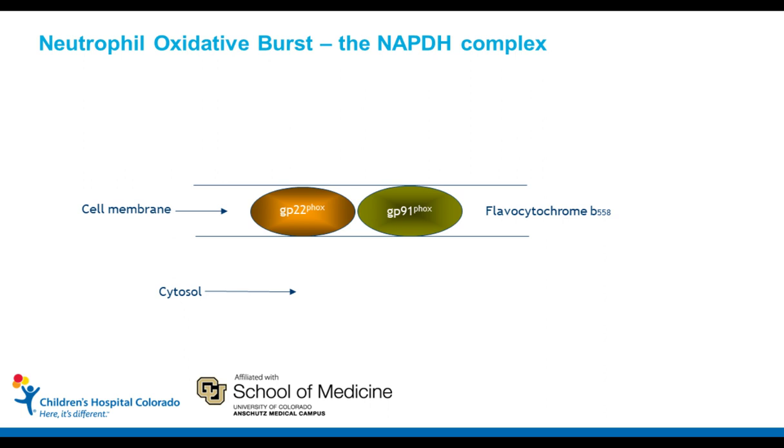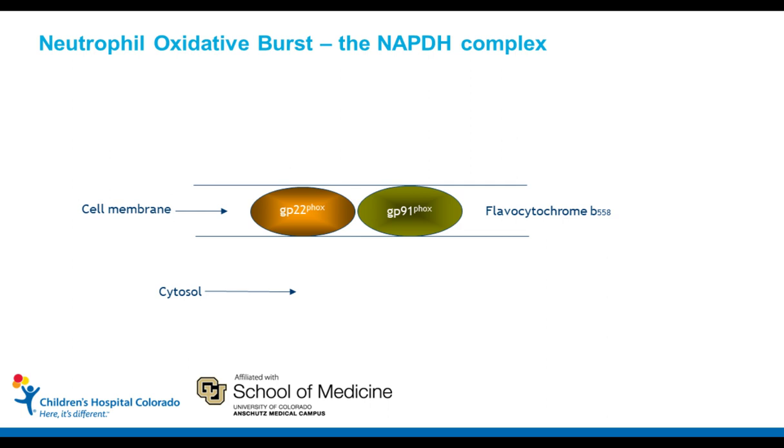So finally, we'll take a look at neutrophil oxidative burst. Now, neutrophil oxidative burst is the tail end of the neutrophil physiological process and clearance of infection. So at the end of this process, the neutrophils engulf the invading organism and release reactive oxygen intermediates to clear infection. So the way this occurs is through the NADPH complex.